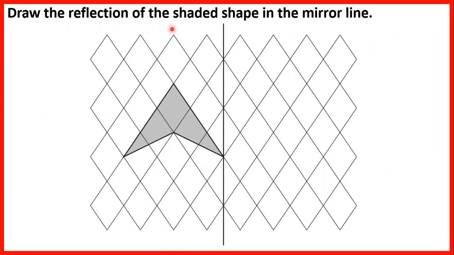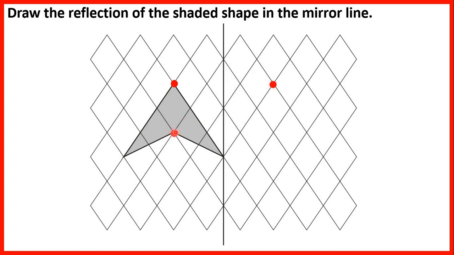Draw the reflection of the shaded shape in the mirror line. So when we're drawing a reflection of a shape, what we can do is dot the points that are the corners of the shape or the vertices and then join them up. So if we take this point here, to get to that from the mirror line, we go across a half and then 1. So from the mirror line, in the other direction, we can go across a half and then 1 and dot the point.